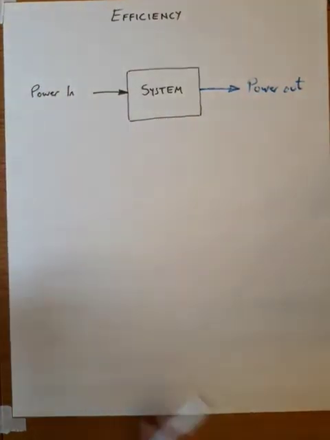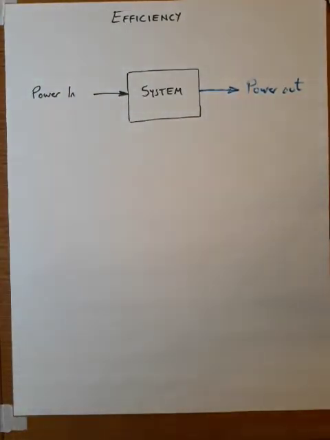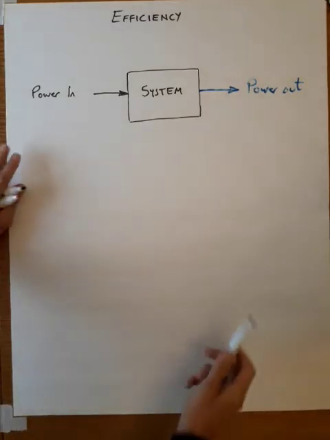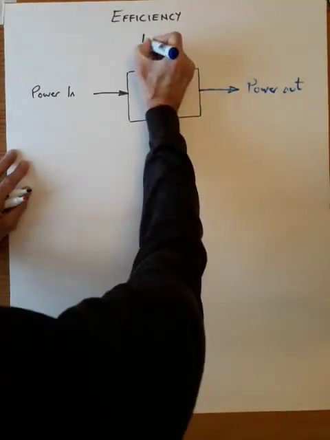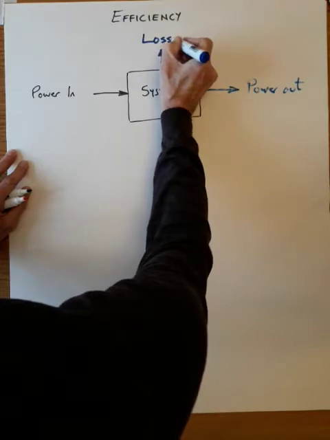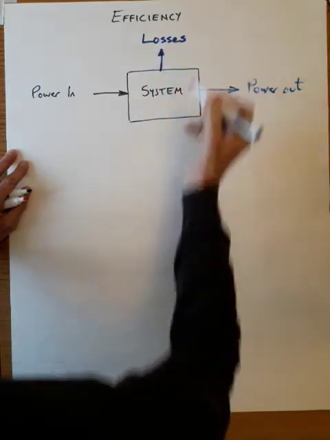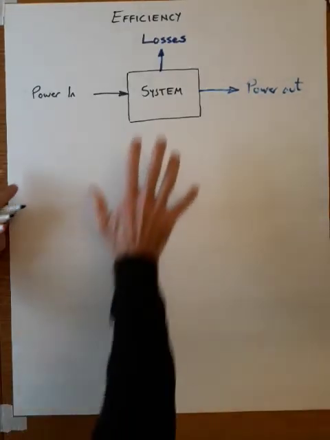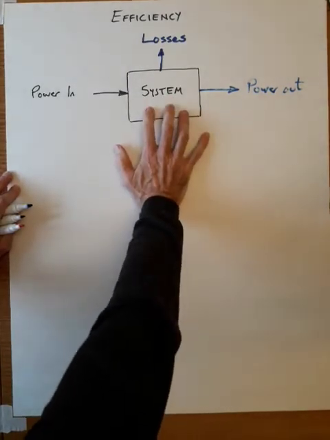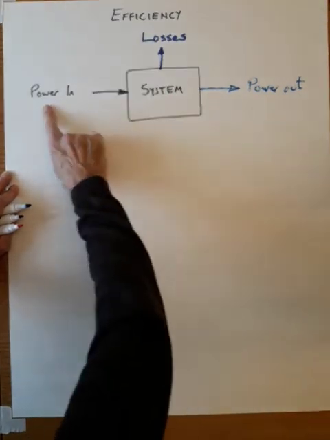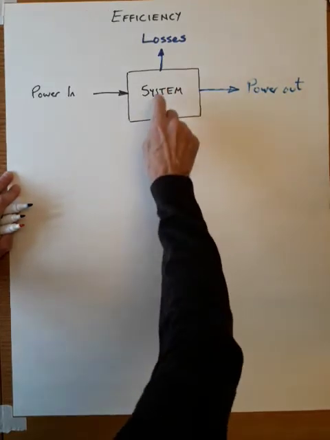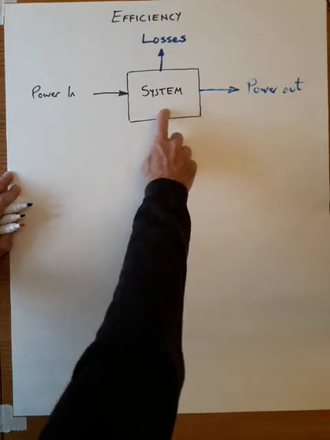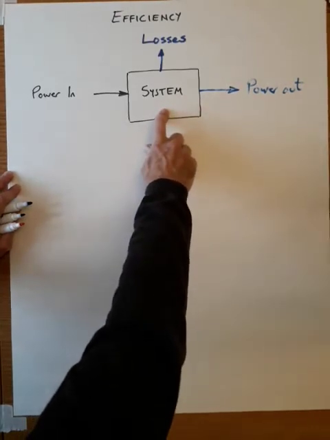And I'm just going to lose that pen because it's rubbish. So we get power out. But usually in almost all systems there are losses. So let's just take an example. This could be an electrical motor, and it may take power in to make it run, but in the motor, the windings of the motor will get hot.